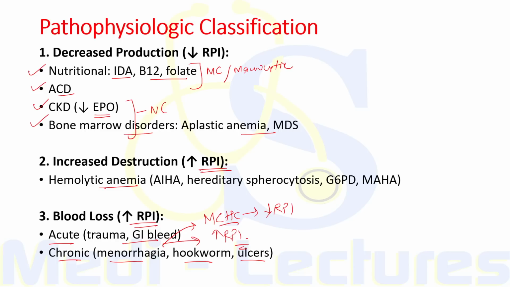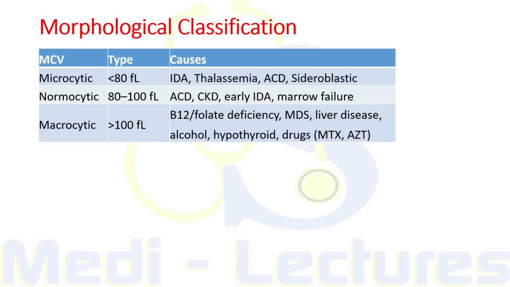Likewise, looking at the MCV, we can again classify anemia into microcytic, normocytic, and macrocytic. Microcytic causes include CETA-L, that is sideroblastic anemia, iron deficiency anemia, thalassemia, anemia of chronic disease, and lead poisoning. Normocytic include anemia of chronic disease, CKD, early iron deficiency, marrow failure, as we have discussed in the flowchart from Harrison. And macrocytic causes include B12 or folate deficiency, myelodysplasia, liver disease, alcohol, hypothyroidism, and drugs like methotrexate and azathioprine. So basically these will inhibit nucleus maturation, leading to macrocytosis.